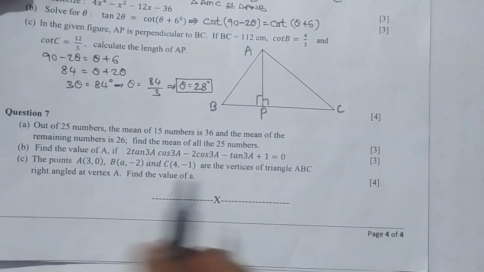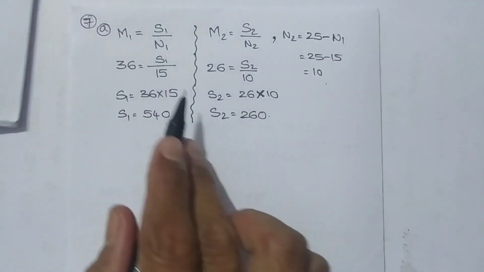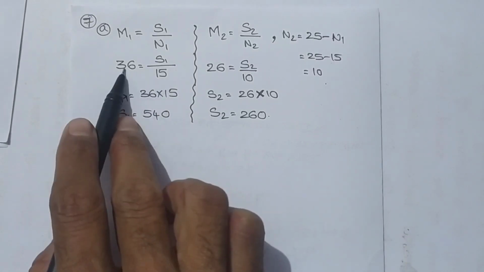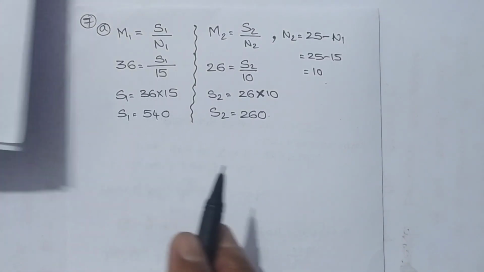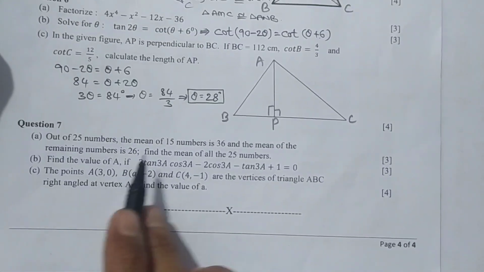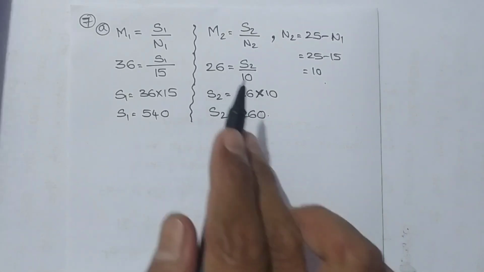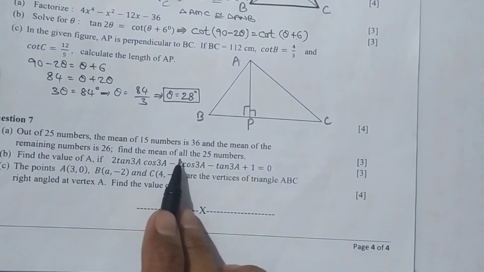Now let me make it understood once again. See here, out of 25 numbers, mean of 15 numbers is 36. So sum 1 we got as 540. And the mean of the remaining numbers, remaining are 10. So remaining means 10 numbers, mean is 26. Now the question is, find the mean of all 25 numbers.